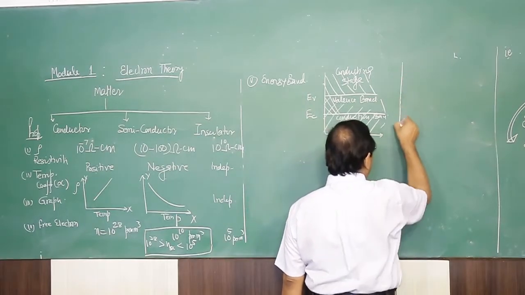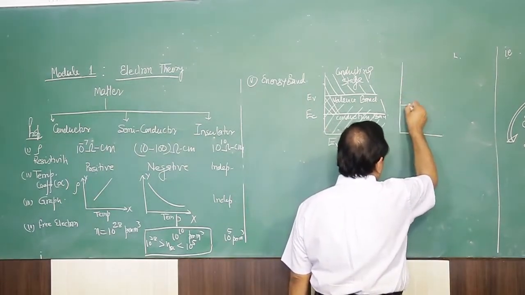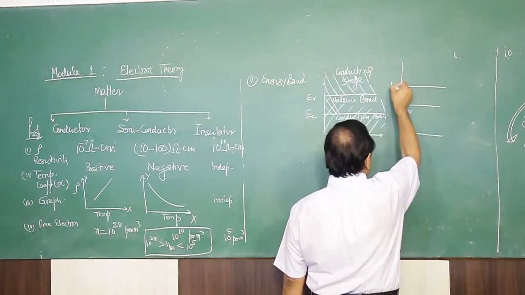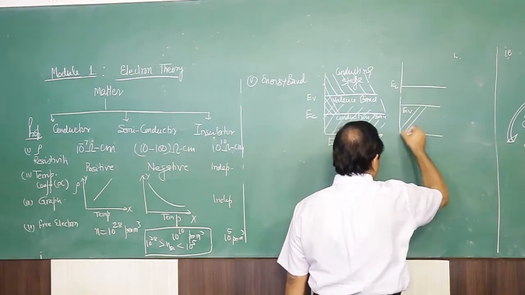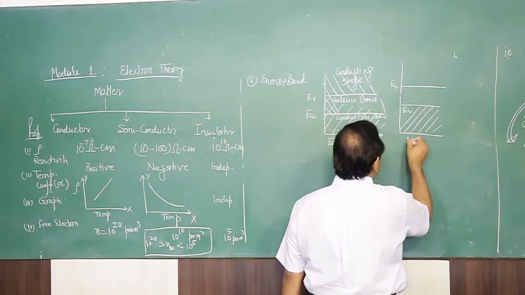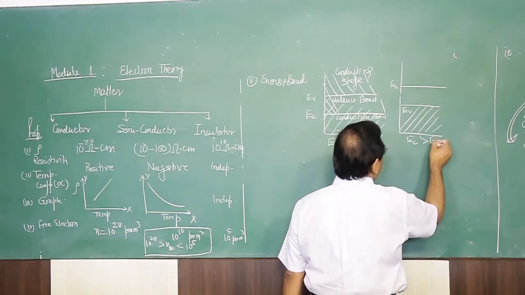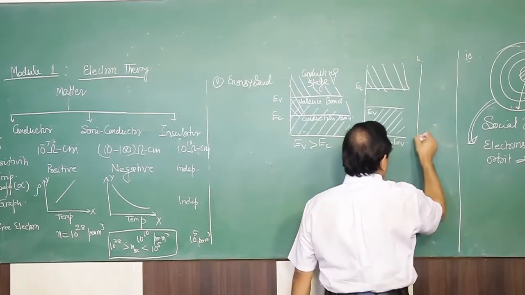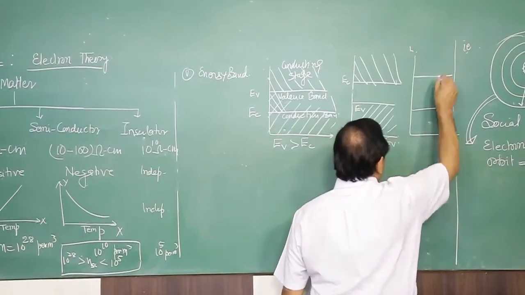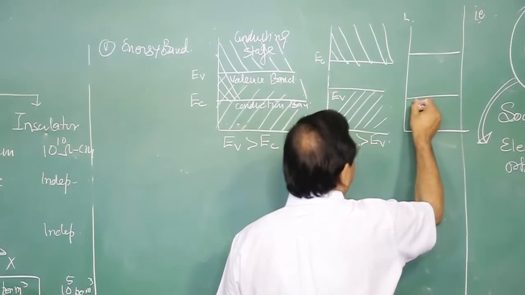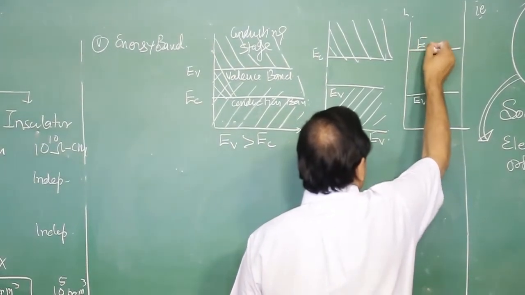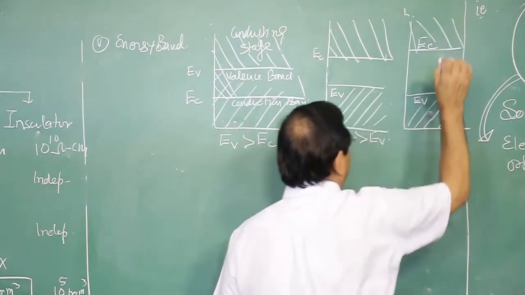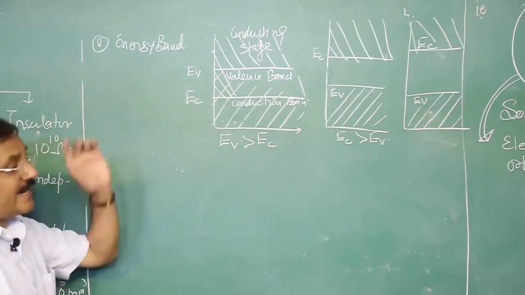In case of semiconductor, this one is EV, this one is EC, and in this case EC is greater than EV, and in case of the insulator, this is EV, this is EC. So, this one is the energy band diagram.